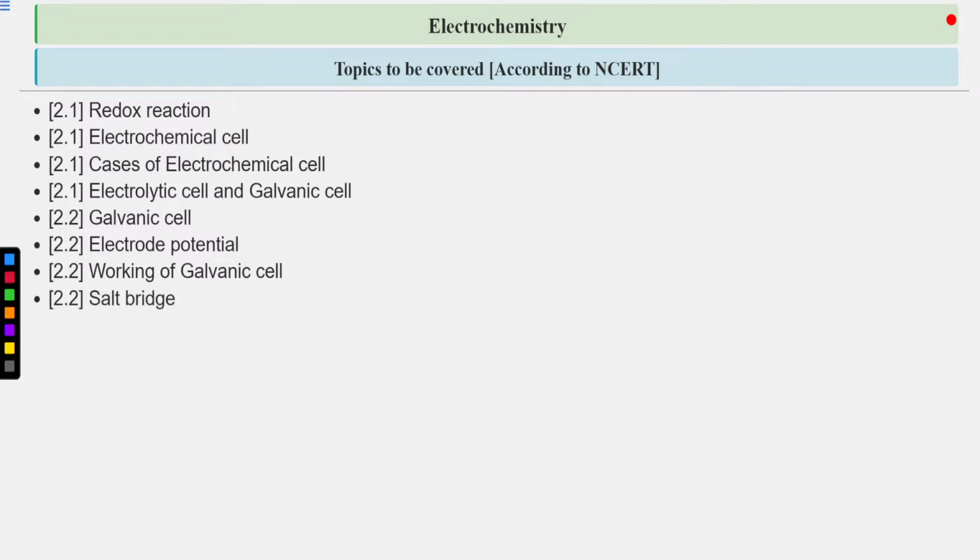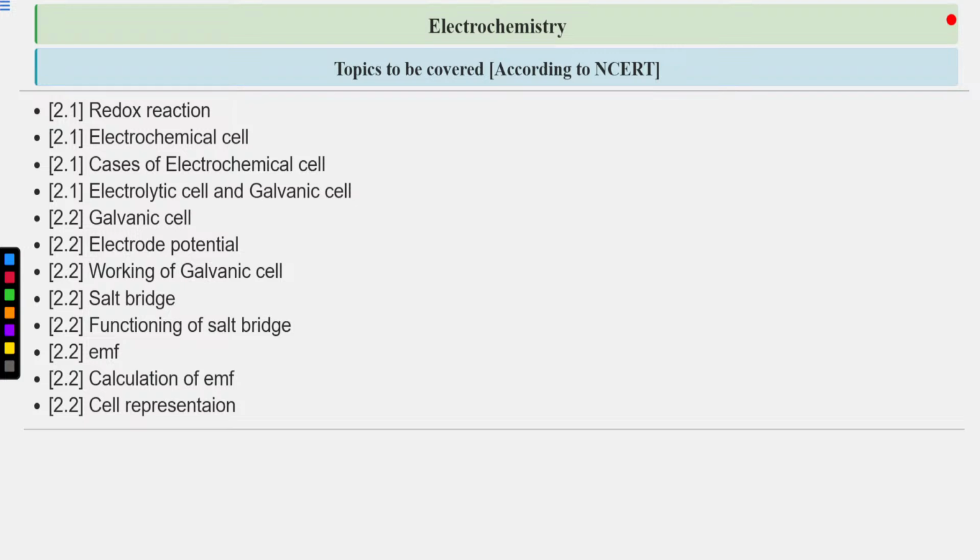Then we focus on the topic salt bridge, and we will talk about the functioning of the salt bridge. And then we will see what EMF is, and how we can calculate the EMF for a particular cell. And lastly, we will cover the cell representation topic. So this is the detailed topic-wise information which we are going to cover in this lecture of NCERT Chapter 2, Electrochemistry, Theory Part 1.